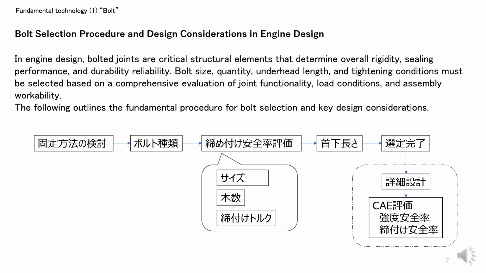Fundamental technology. 1. Bolt. Bolt selection procedure and design considerations in engine design. In engine design, bolted joints are critical structural elements that determine overall rigidity, sealing performance, and durability reliability. Bolt size, quantity, underhead length, and tightening conditions must be selected based on a comprehensive evaluation of joint functionality, load conditions, and assembly workability. The following outlines the fundamental procedure for bolt selection and key design considerations.